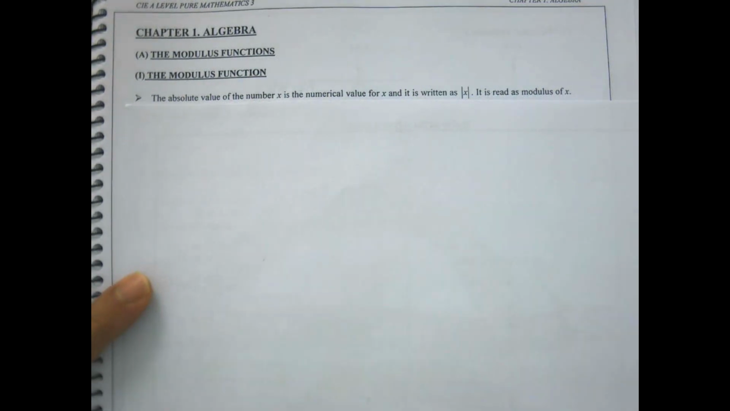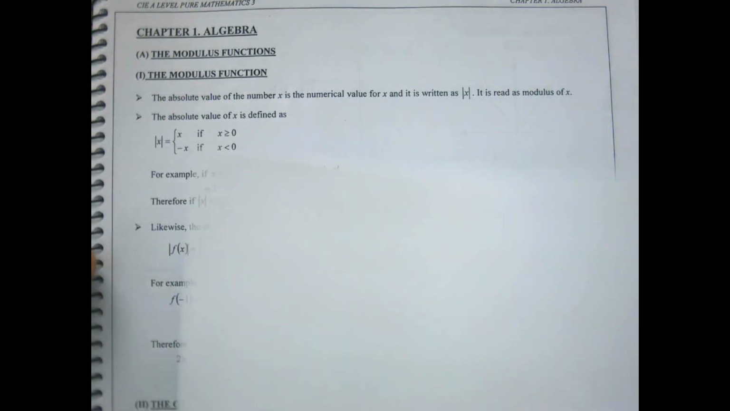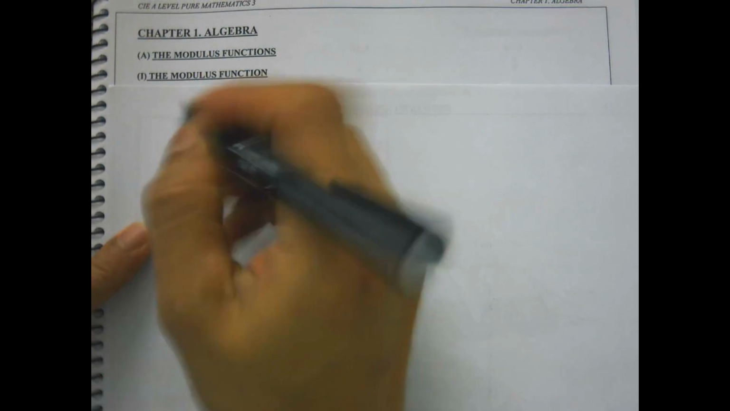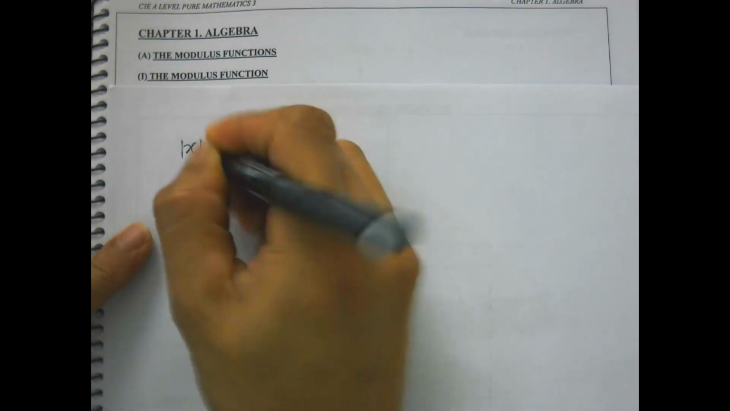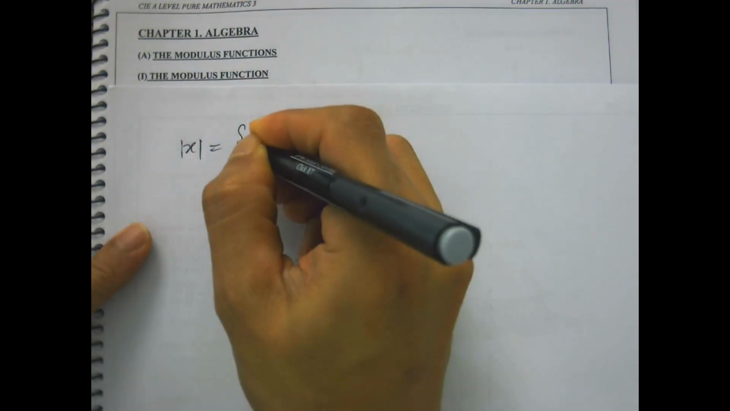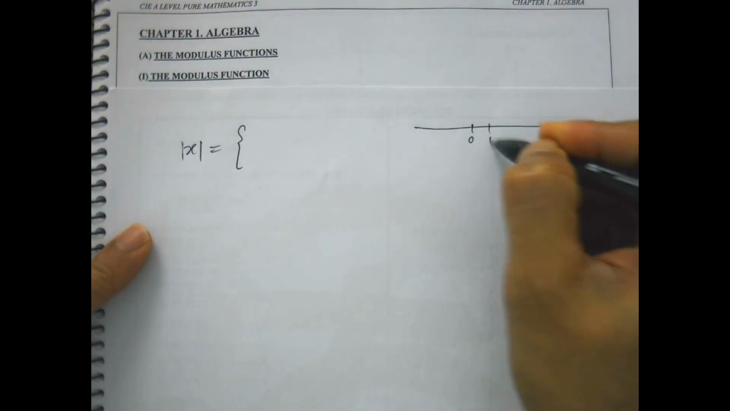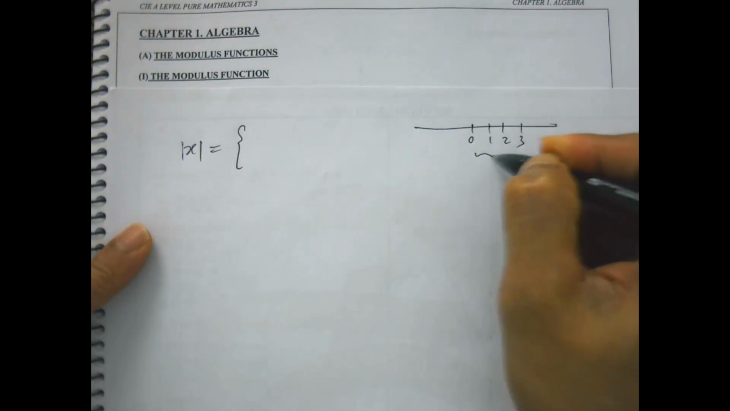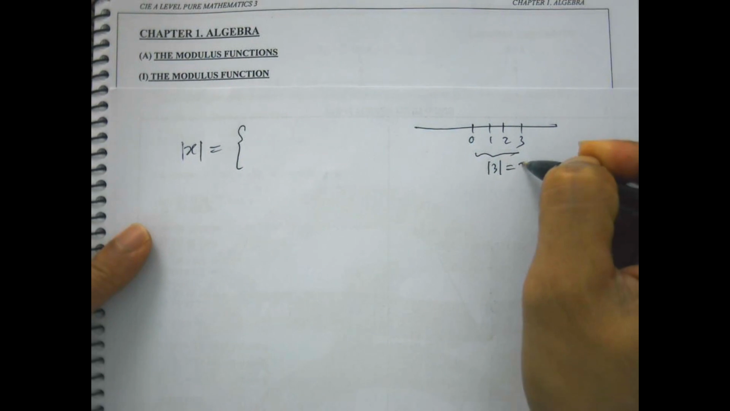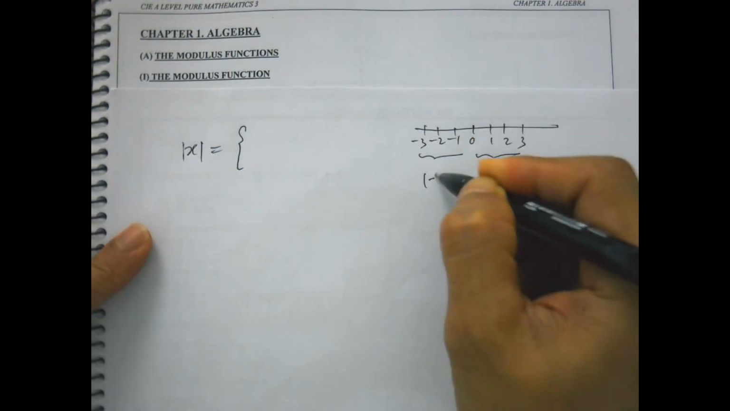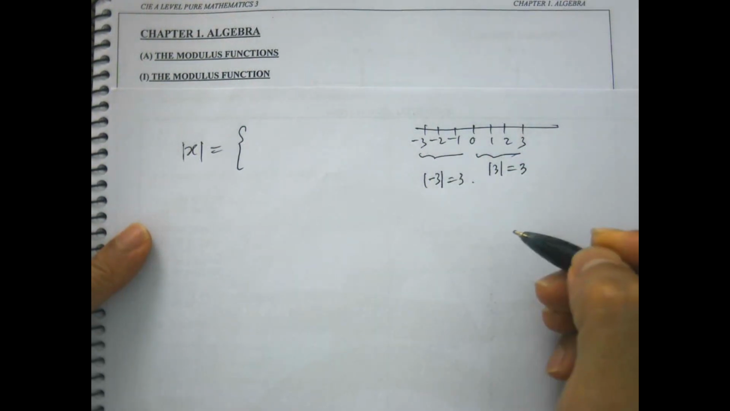Now the first part is the modulus function, and most of you already have some background for what modulus function is all about. Just a quick one. When we say modulus of x, we are interested in finding the magnitude of a number. For example, let me draw a simple number line: 0, 1, 2, 3. When you talk about modulus of 3, the magnitude is 3. If I go to the negative side, minus 1, minus 3, the magnitude of negative 3 is also 3.